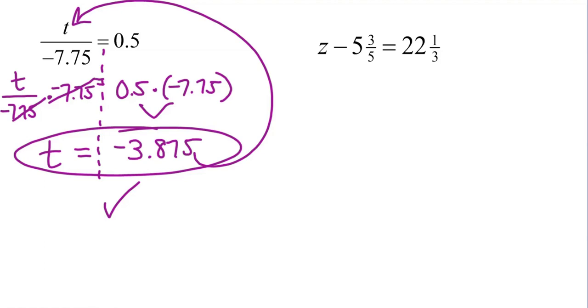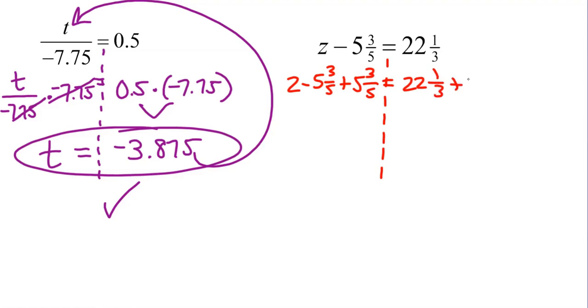Last one, we have z minus 5 3/5 is equal to 22 1/3. Again, if I divide my equation into its two parts, I'm looking at the side with z. We are subtracting 5 3/5 from z, so I need to undo that by adding 5 3/5 to both sides. So that's what I'm going to do. Minus 5 3/5 plus 5 3/5 is equal to 22 1/3 plus 5 3/5. And then these will cancel each other out.